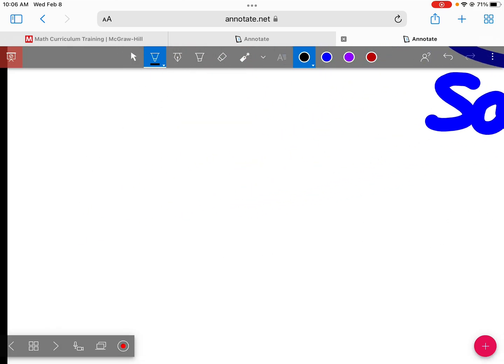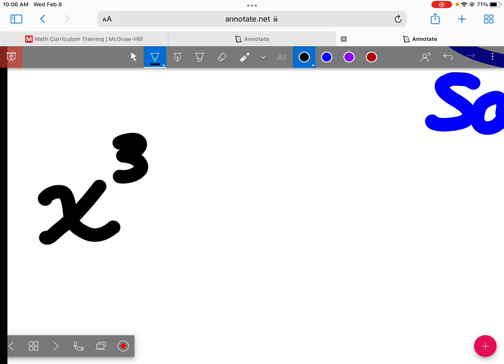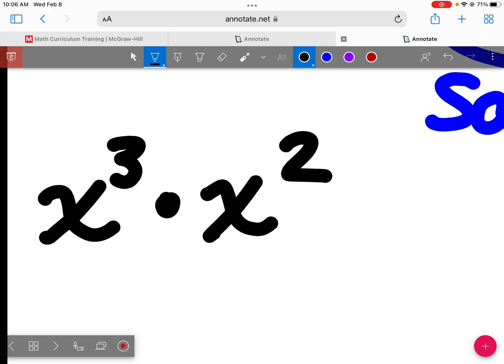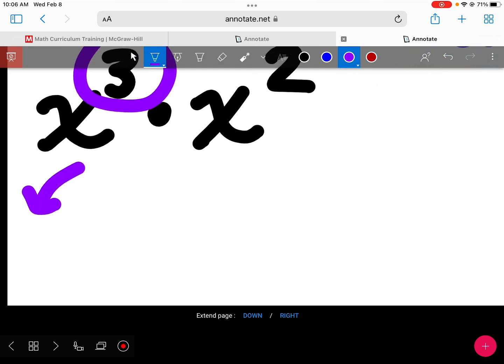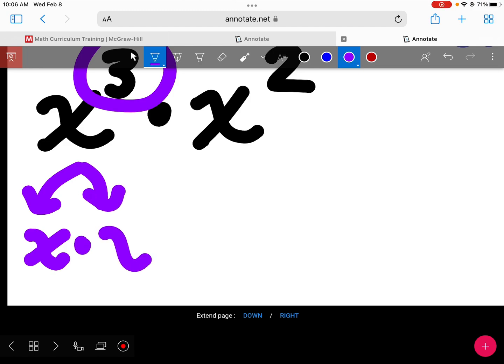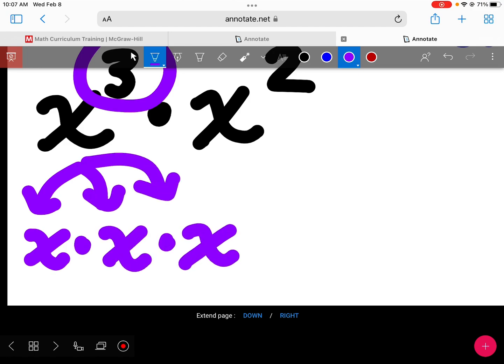All right, so I'm going to do an example off to the side of why this is true. Let's look at x to the 3rd times x squared. I'm not going to deal with something with negative exponents right here in my example. What does it mean for something to be cubed? Multiplied by itself 3 times, right? So x cubed means x times x times x. I'm going to bring down the multiplication that's in between. Notice everything is being multiplied so far.